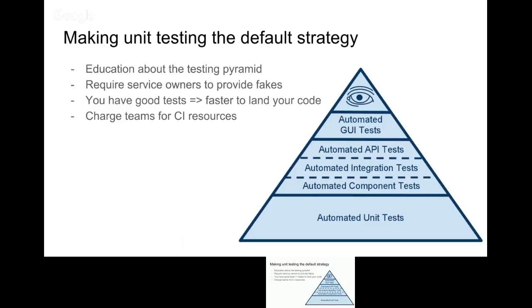We also want to provide incentives in our processes, where if you work on a code base that has good tests, where good tests are defined as unit tests, then we'll make it easier and faster for you to land your code. And the stick part of that incentive is that we'll carefully track everyone's CI resources, and people with particularly egregious CI bills will hear it from someone in management.